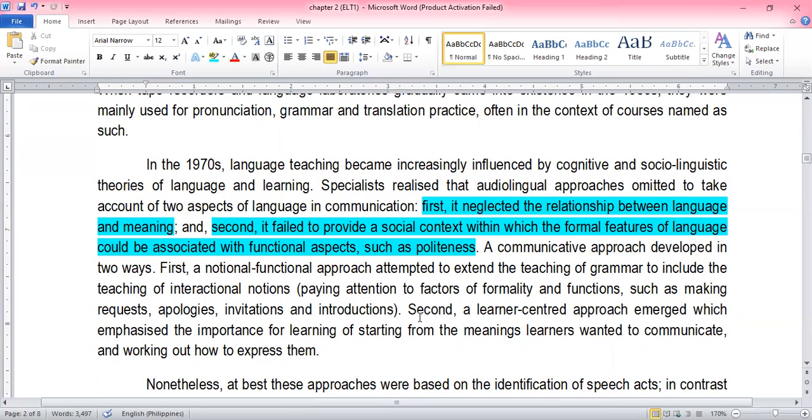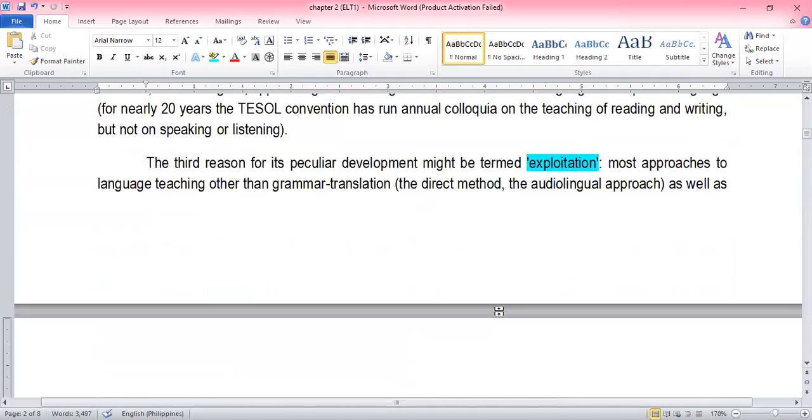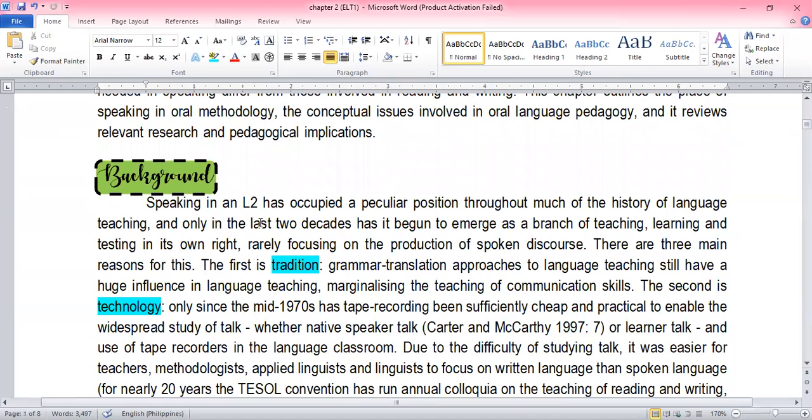approach developed in two ways. First, a notional functional approach attempted to extend the teaching of grammar to include the teaching of interactional notions or paying attention to factors of formality and functions like semantics. Does this word have the same meaning to my context and to the context of the other speaker, such as making requests, apologies, invitations, and introductions? Second, a learner centered approach emerged which emphasized the importance of learning or of starting from the meanings learners wanted to communicate and working out how to express them. So that's basically the background of speaking.